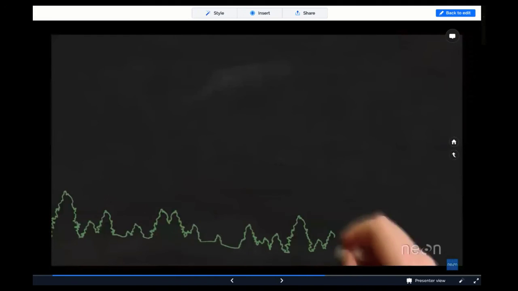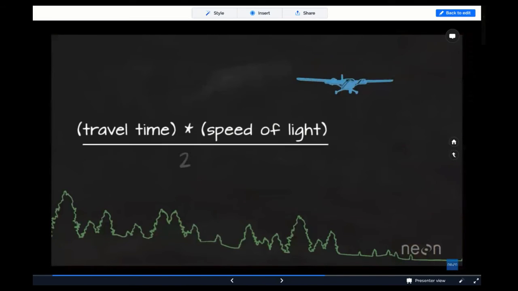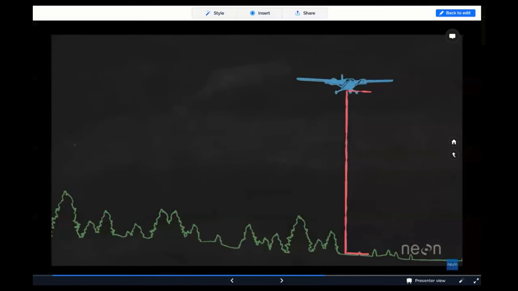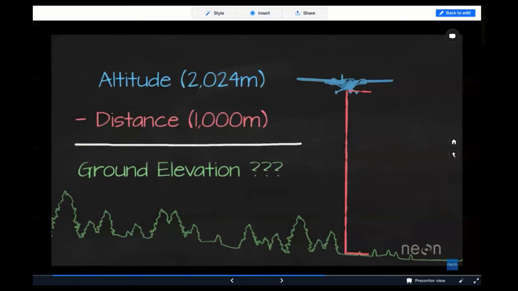So let's break down what this distance calculation looks like. You take travel time, multiplied by the speed of light, divided by 2 since the light traveled to the ground and back. This calculation gives us how far the light actually traveled to the ground. So using this math, we know the distance between the plane and the ground. But we're not done just yet. How do we figure out the actual elevation of the ground? To figure out ground elevation, we take the plane's altitude, calculated using that GPS receiver. And then we subtract the distance that the light traveled to the ground. And that covers the basics of how a LiDAR system uses lasers to measure height.